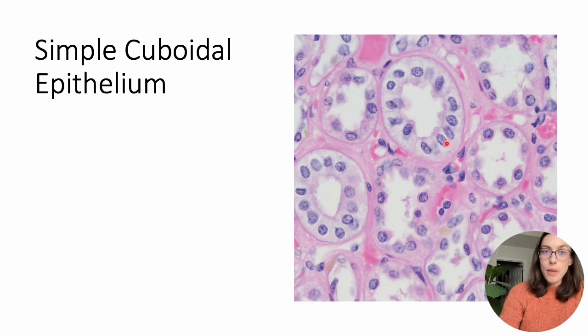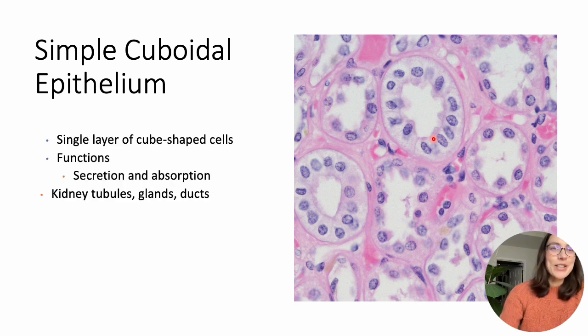Simple cuboidal epithelium is a single layer of cube-shaped cells, and it's generally found in tubes and glands and ducts for secretion and absorption. So you can see how, okay, they're definitely not totally cube shaped, but they're cube-ish, right here. And the nucleus, this is the dark purple nucleus, the cell is right here.